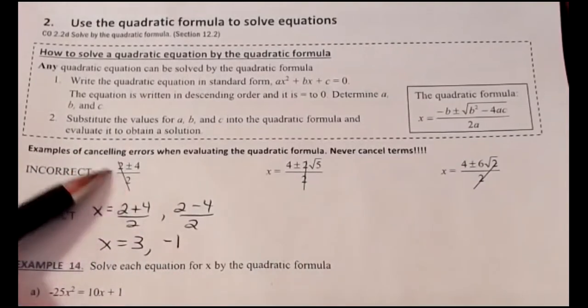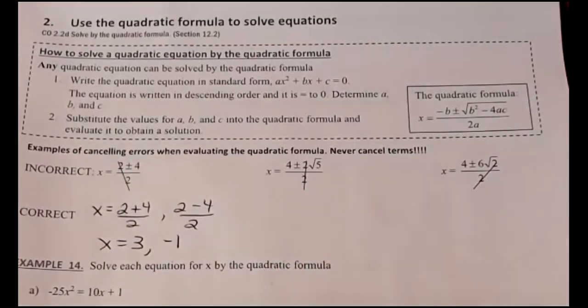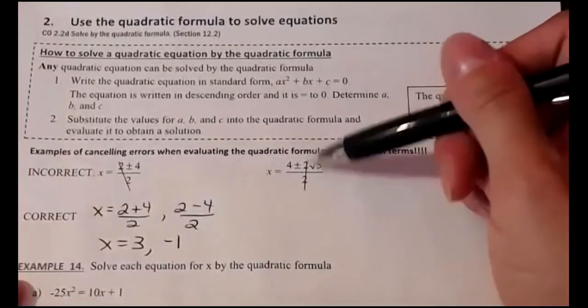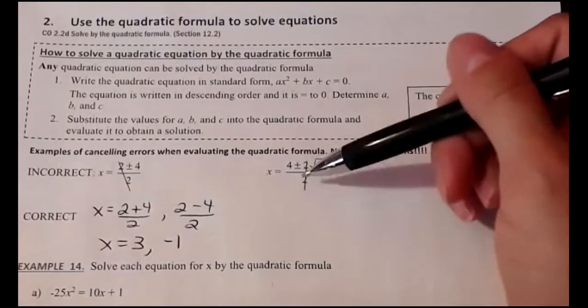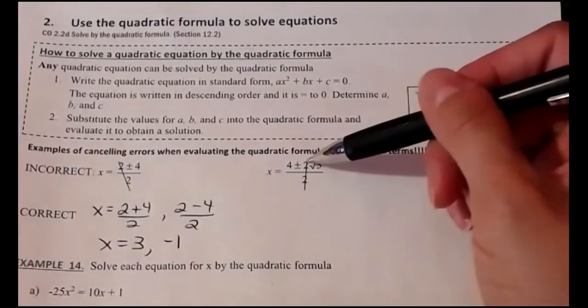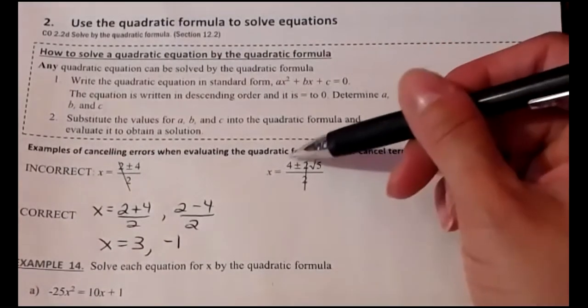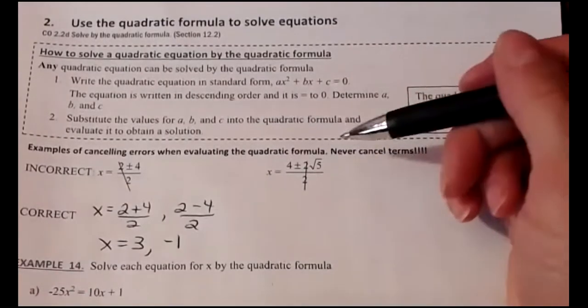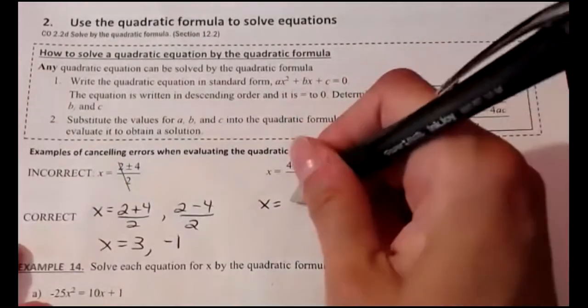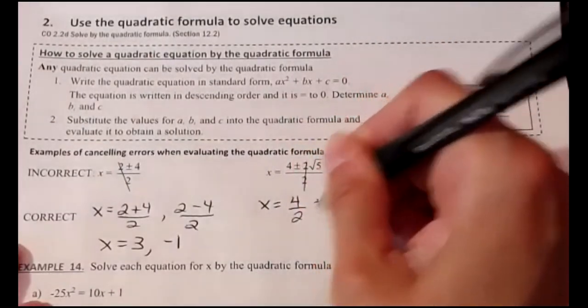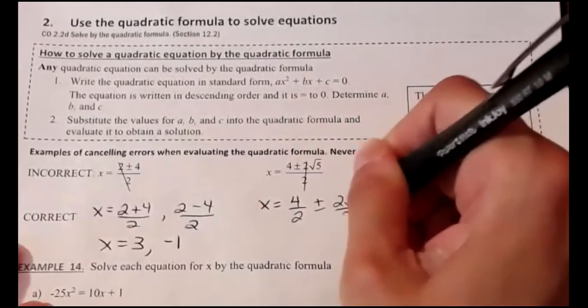We are not allowed to cancel terms. We've already learned that. Notice here we canceled out the coefficient of our second term, which is a huge problem because you're literally ignoring the fact that that 4 is also over a 2. So what may help in this case, and here's another way to look at this, you could write 4 over 2 plus or minus 2 squared to 5 over 2.